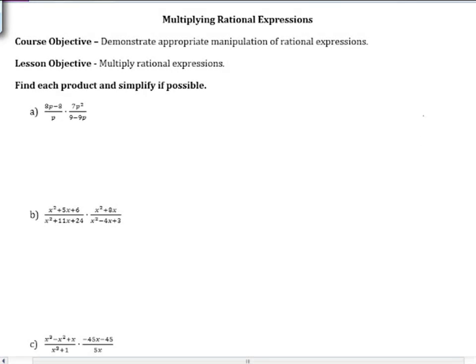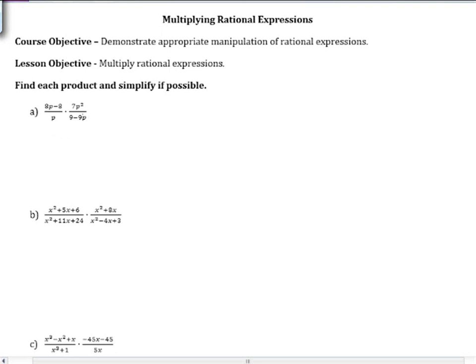This video is about multiplying rational expressions. Before we multiply rational expressions together, we want to make sure that we factor everything, because just like with regular fractions that are made up of numbers, it's a lot easier to multiply after you simplify than it is to simplify after you've done your multiplication.